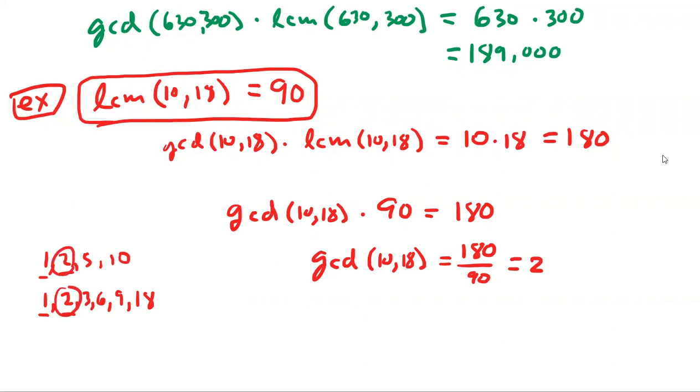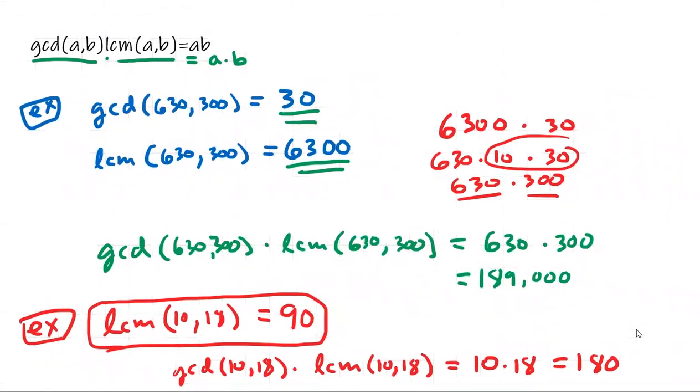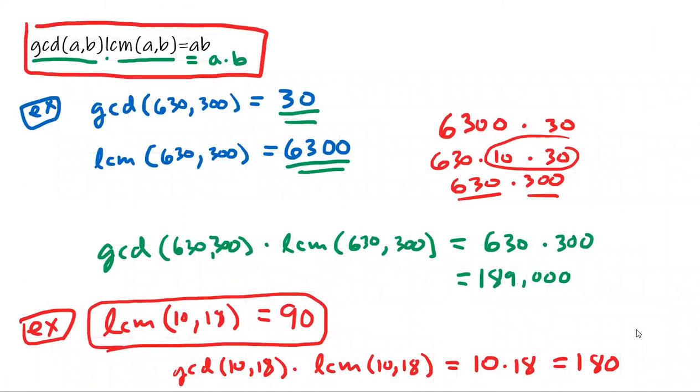Yeah, there we go. It's kind of a neat property here. So if you know a GCD or you know an LCM, then you can find the other one just by doing a simple multiplication and division, so it really can be a time saver. So interesting property here: the GCD times the LCM is just equal to the product of those two numbers. All right, keep it going.